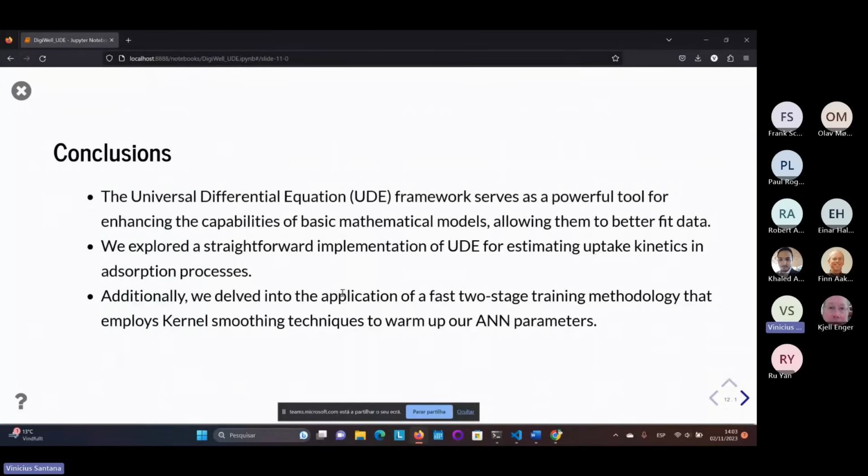So let's go to the conclusion. We saw that UDE serves as a powerful tool for enhancing the capabilities of mathematical models, allowing us to extend our simple models to better fit the data. We explored the straightforward implementation of the UDE training for estimating the uptake kinetics in adsorption processes. We also saw how to speed up this training process with this fast two-stage training, using kernel smoothing to warm up our neural network parameters.